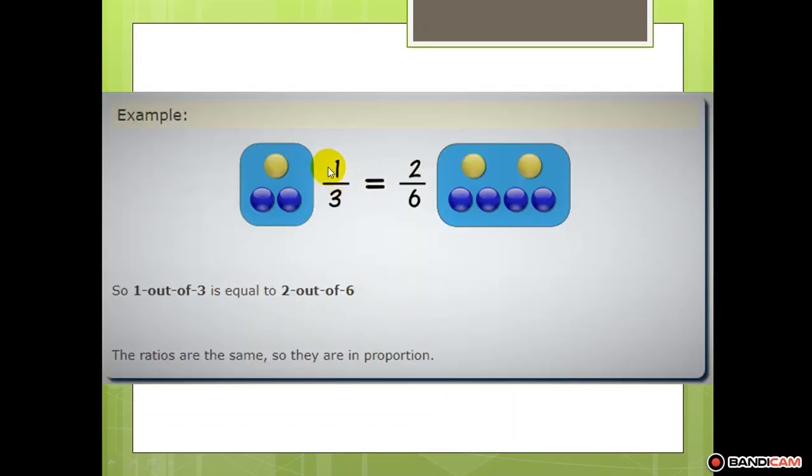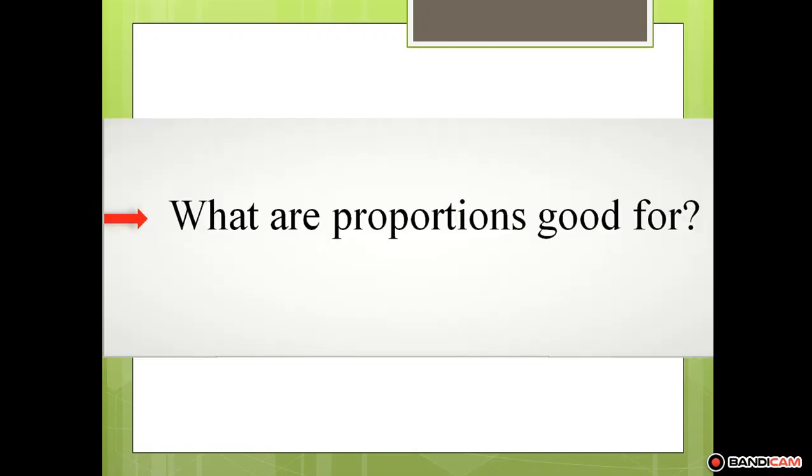Like this, one yellow button over 3 buttons, and here two yellow buttons over 6, so 1 by 3 and 2 by 6. These two fractions are also equivalent fractions, so they are in proportion.